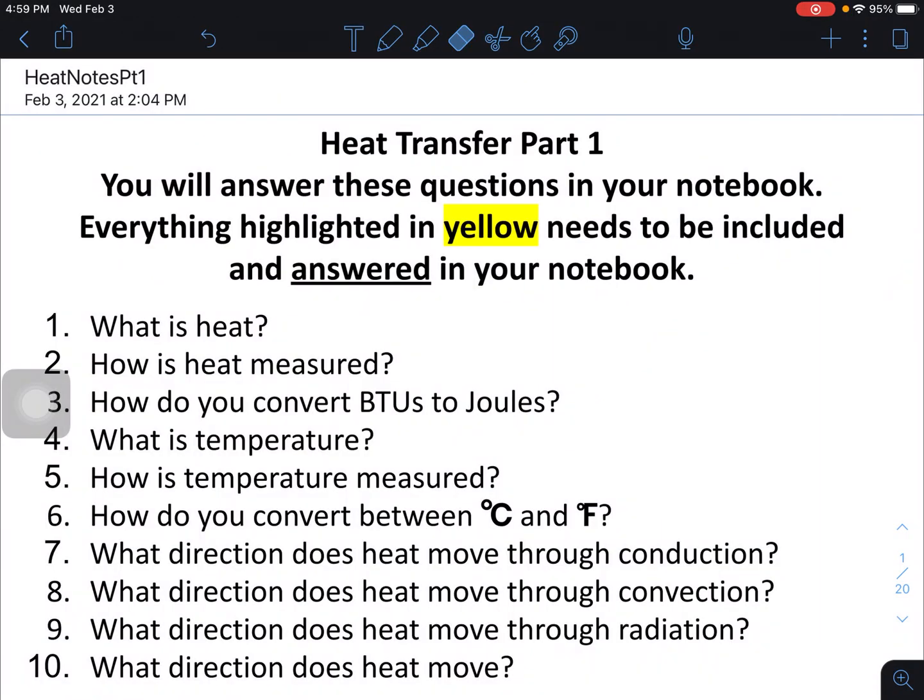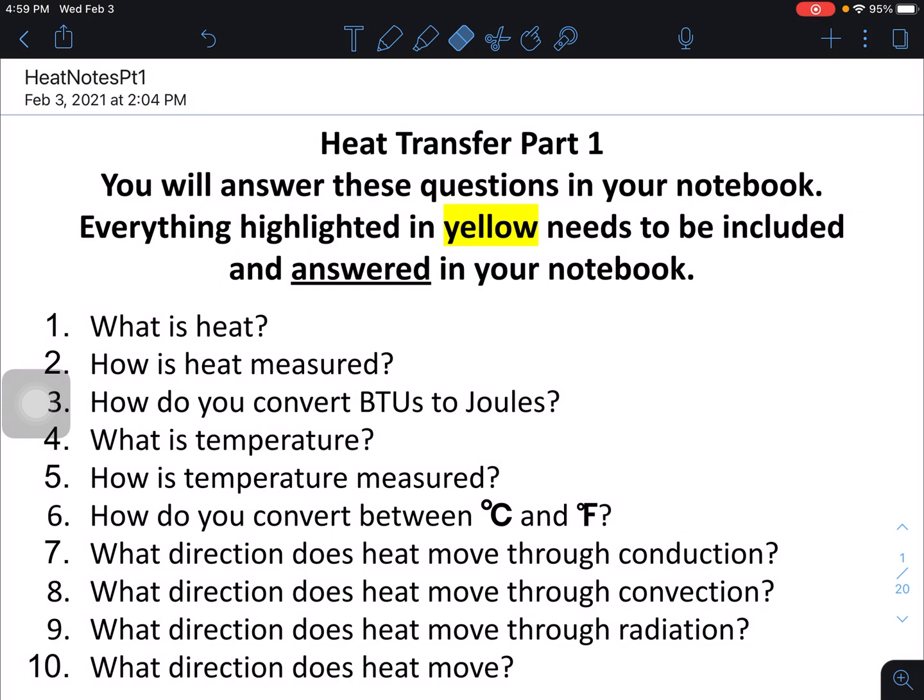All right, guys. These are your notes for quarter number 3, week number 1, heat transfer part 1. You also have your introductory video. You're supposed to make a 1-minute video introducing yourself. Make sure you turn your camera on for that, and then submit that to the introductory video assignment.